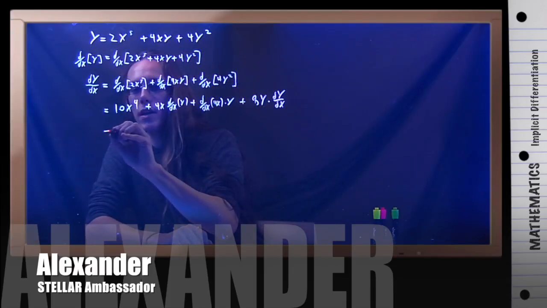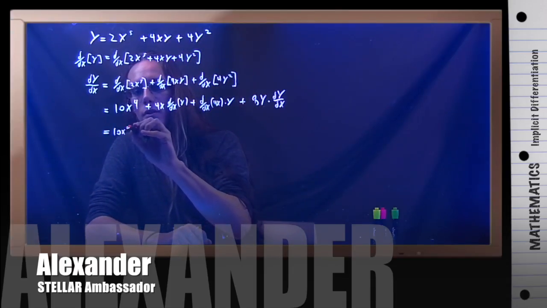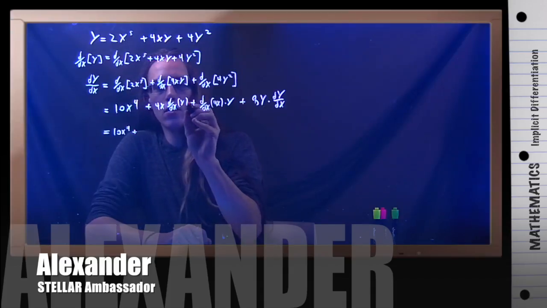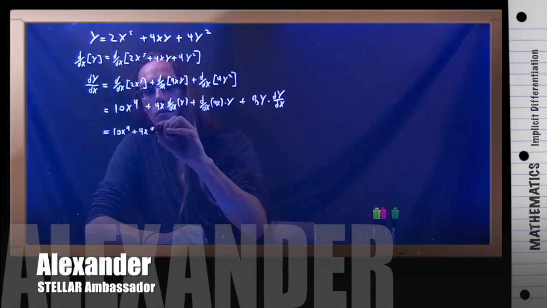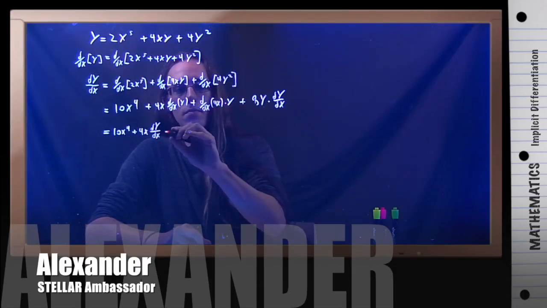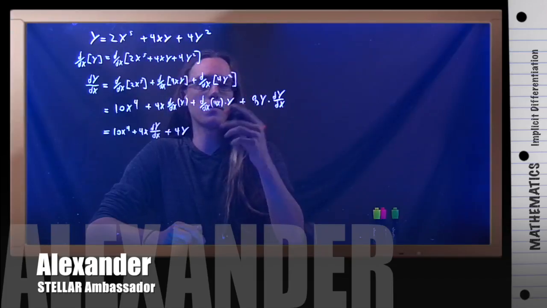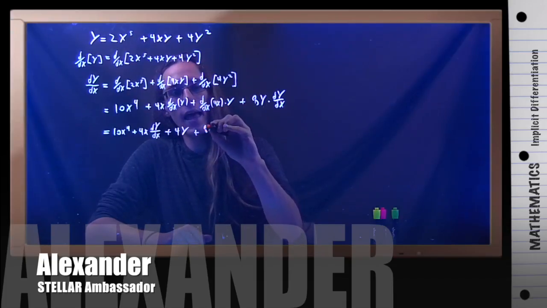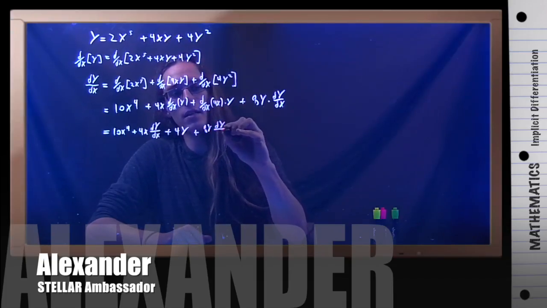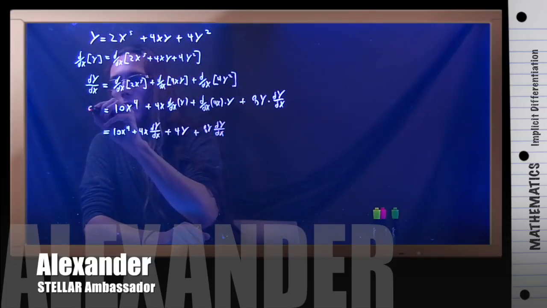Okay, so now equals 10x to the fourth plus, well, this is going to be 4x dy/dx. And this is just going to be plus 4y, right? Derivative of x is just 1. Plus 8y dy/dx. And of course I have a dy/dx on this side.